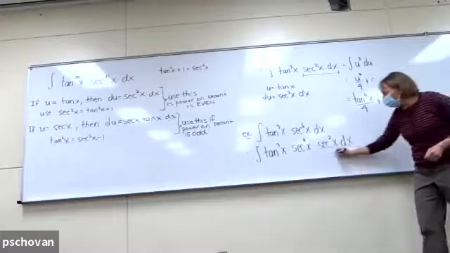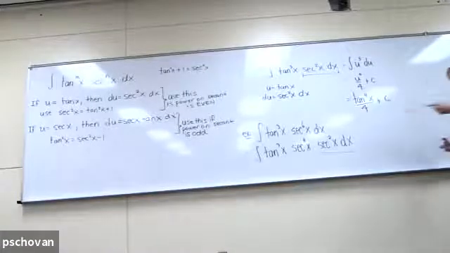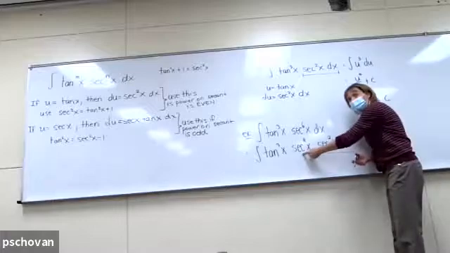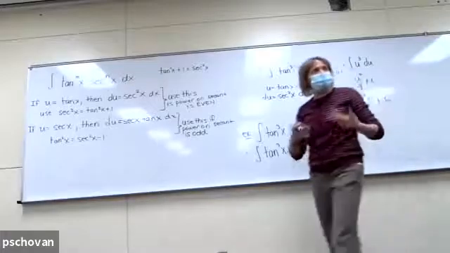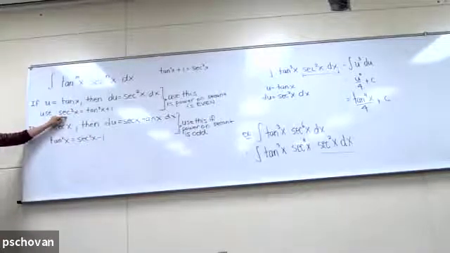But I pulled this out with the intent of that being the du, which means u has to be a tangent. I got to get these guys out of here. Secant to the 4th is secant squared squared. Secant squared is tangent squared plus 1.